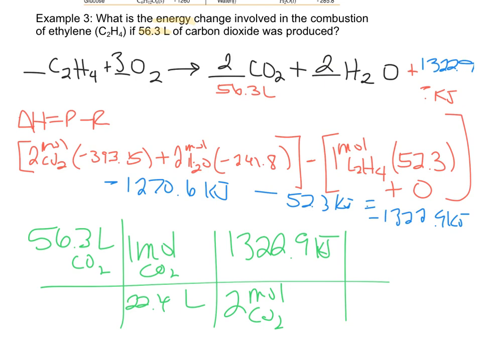Gotta multiply that by 2. We're going to get 1,662.5 kilojoules. Now, since this is releasing that amount of heat energy, let's go ahead and make that sign negative, showing it's being released.